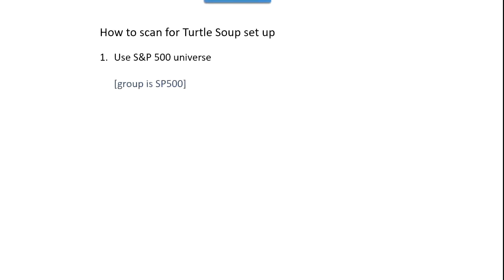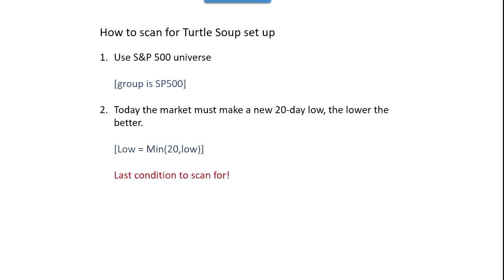What I'm looking for is the S&P 500, so that is group equals 500. What I'm looking for is a new low for the day. That's this code, low equals the min of 20 days, and that's the last condition that we're scanning for.